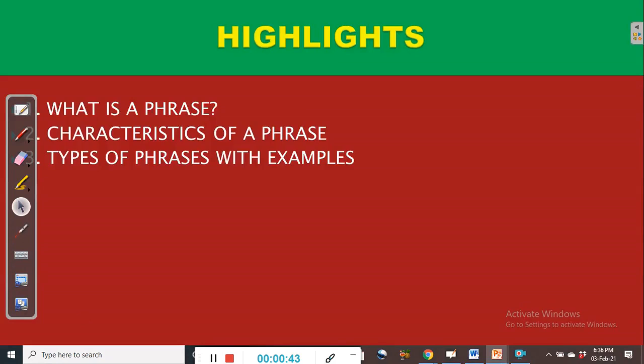First, we'll look at the highlights. What is a phrase? Characteristics of a phrase. Types of phrases with examples.